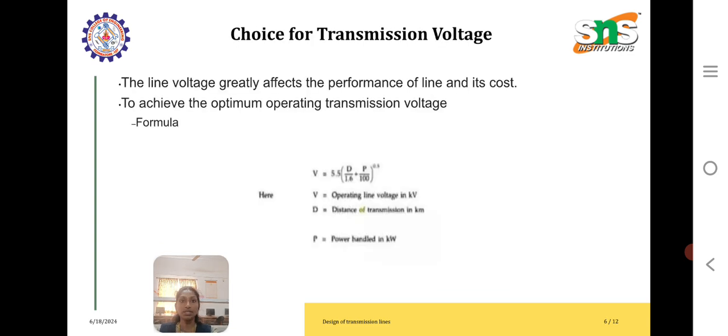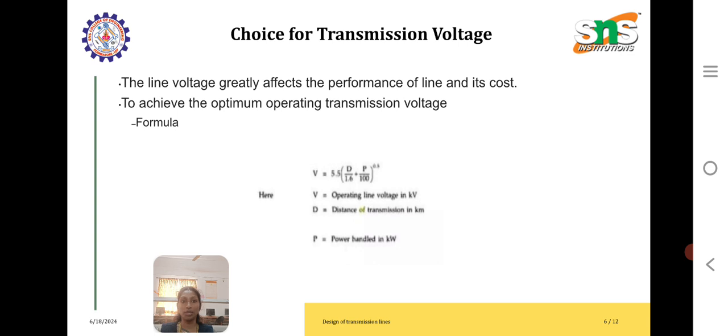Okay, so coming to the choice of transmission voltage. The line voltage greatly affects the performance of the line and its cost. Based on the voltage, the thickness of the wire varies. If the thickness of the wire is increased, then the cost of the transmission erection will also increase.